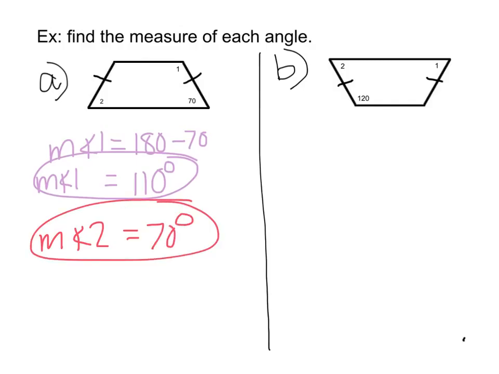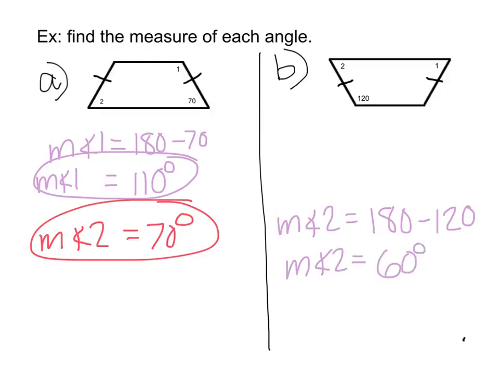Let's take a look at B now. B is an isosceles trapezoid. We can see that because of the tick marks here. They show us that it is, in fact, an isosceles trapezoid. Now, we can easily find out what 2 is because 2 and 120 are same side interior angles. To find the measure of angle 2, all we need to do is take 180 minus the 120 that's already there, and that's going to give us angle 2. So the measure of angle 2 after I subtract here is 60 degrees.